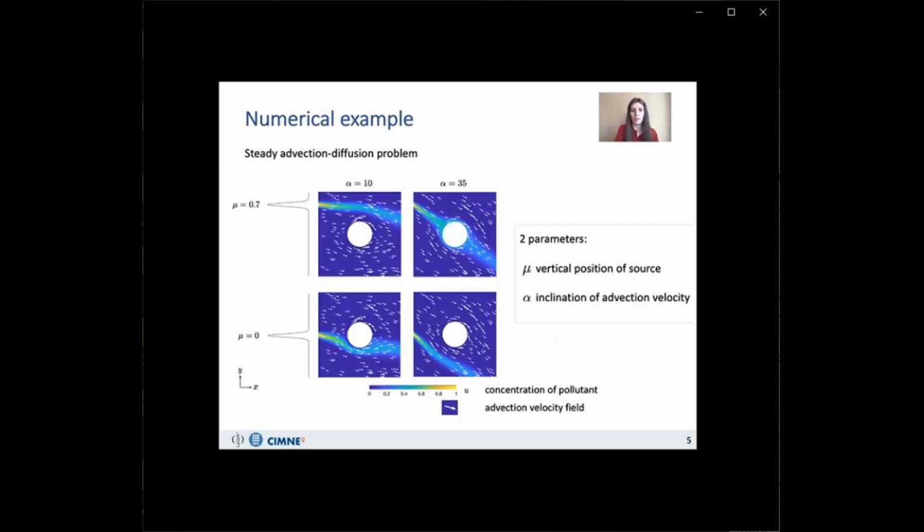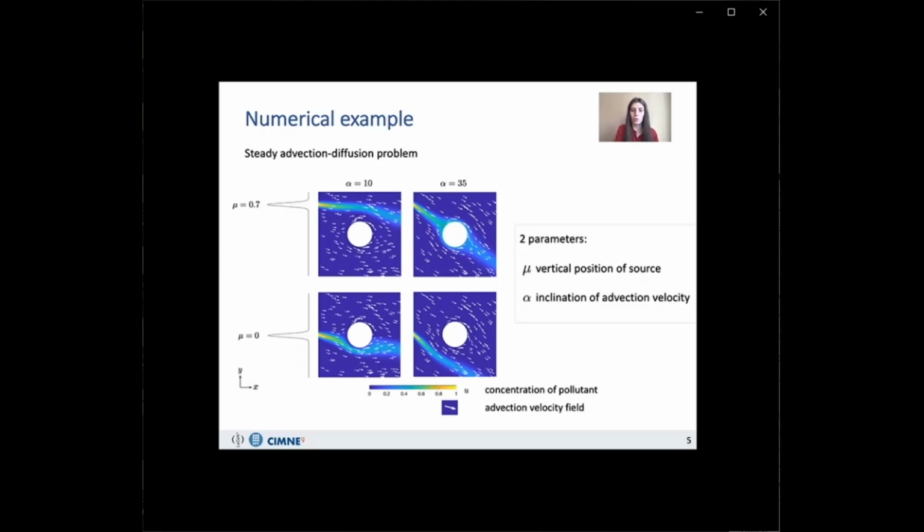As a numerical example, consider the steady advection diffusion problem. We impose direct boundary conditions on the left portion of the boundary, as described by this profile that simulates a source of pollutant, and homogeneous Neumann boundary conditions on the rest of the boundary. The problem is to be solved when varying two parameters, mu, which is the vertical position of the source, and alpha, which is the inclination angle of the advection velocity. These are some representative solutions.